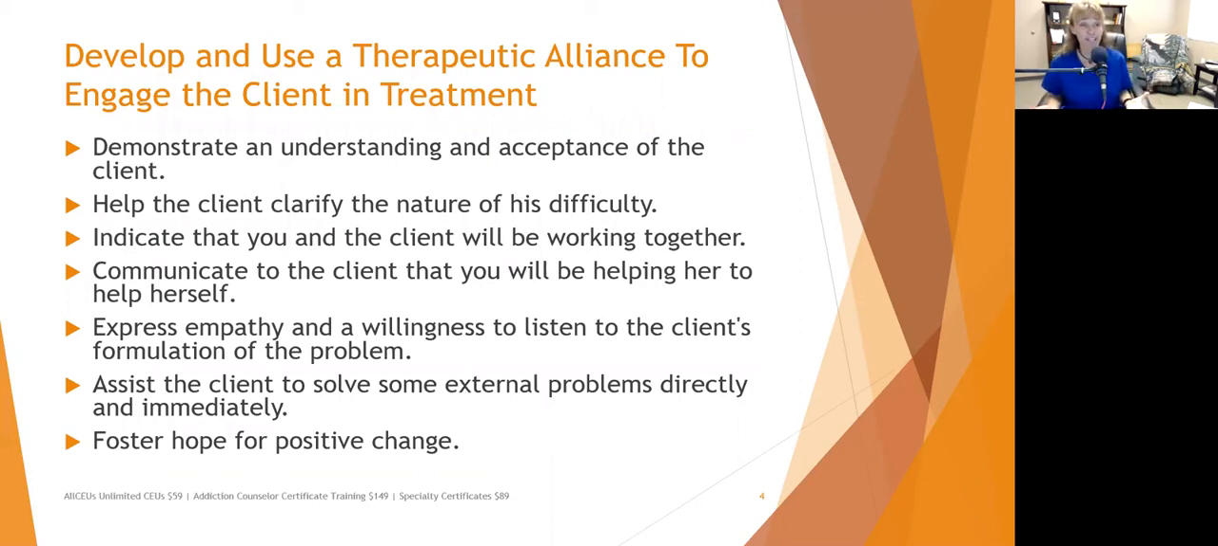What brings you here? What are the symptoms? What makes it worse? What makes it better? Clients generally have an idea or a guess about what might have caused it. Indicate that you and the client will be working together, and communicate to the client that you will be helping him or her help him or herself.